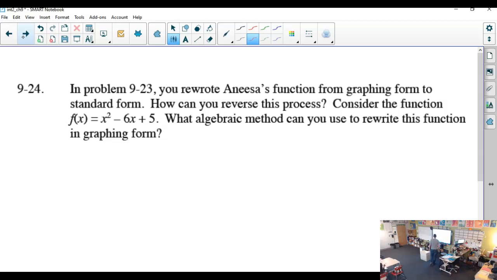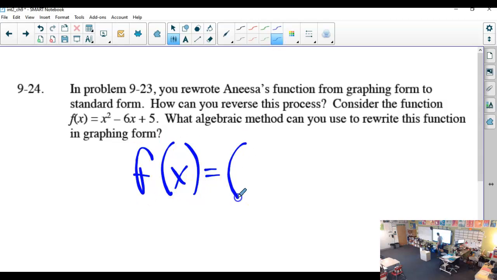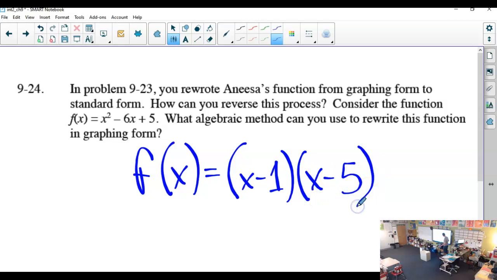I think I got it. I got x minus 3 minus 4, the same thing we just had. Because I did x minus 3 squared. No, wait, I got x minus 1, x minus 5. How did you get that? Because it has to multiply to 5 and sum to -6.